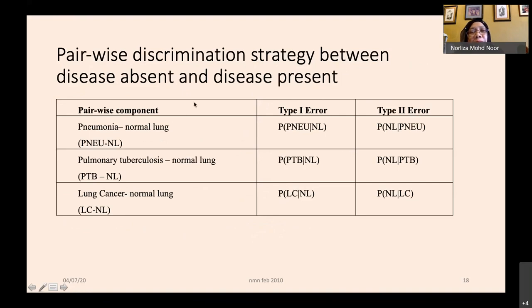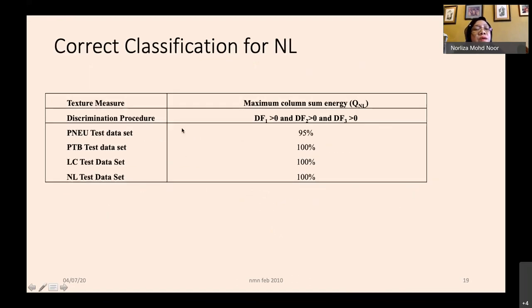This is our pairwise discrimination strategy because we have pneumonia, normal lung, TB, and lung cancer. So there are four, and we do two pairwise, 2x2. So between pneumonia and normal, TB and normal, and lung cancer and normal. All right. So what we get is quite good. We got 100% between normal and TB, and normal and LC, but about 95% between normal and pneumonia.